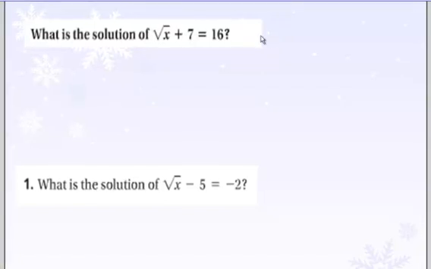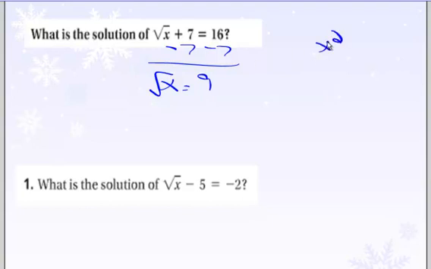Alright, all we're going to do in this lesson is combine two things that you already know. You already know that if this was plain old x, you would subtract 7 from each side. So you have the square root of x is equal to 9. And if I needed to get rid of a square, I would take the square root. So if I have the square root, that just means I want to square it, because those are inverses. So x equals 9 squared, which is 81.